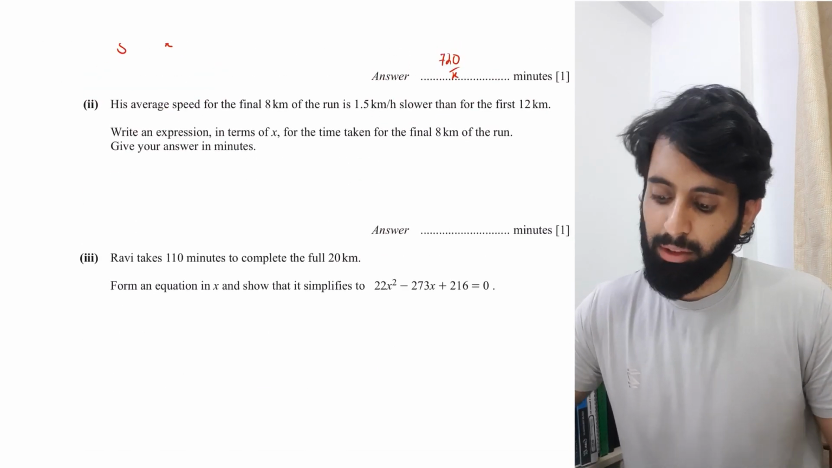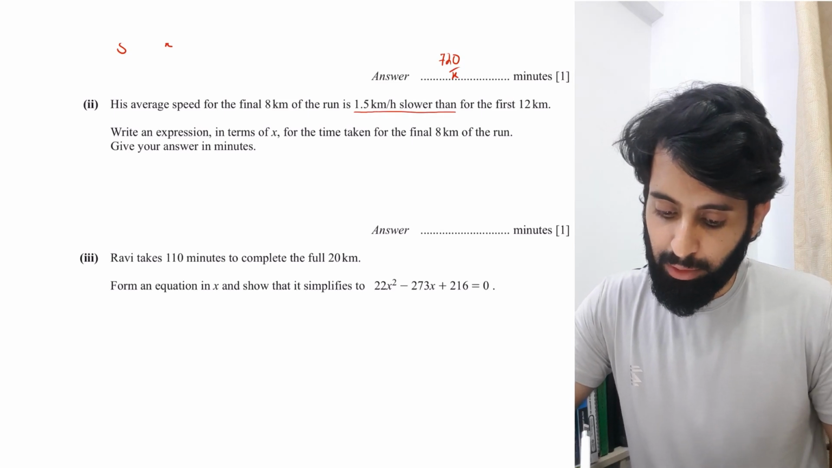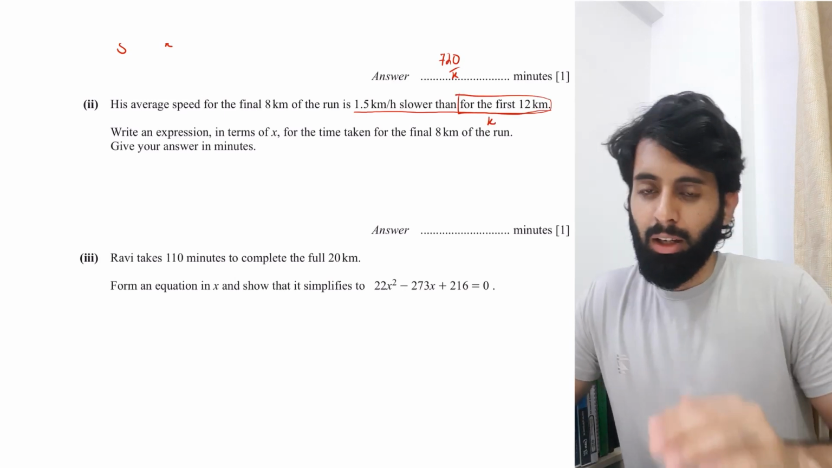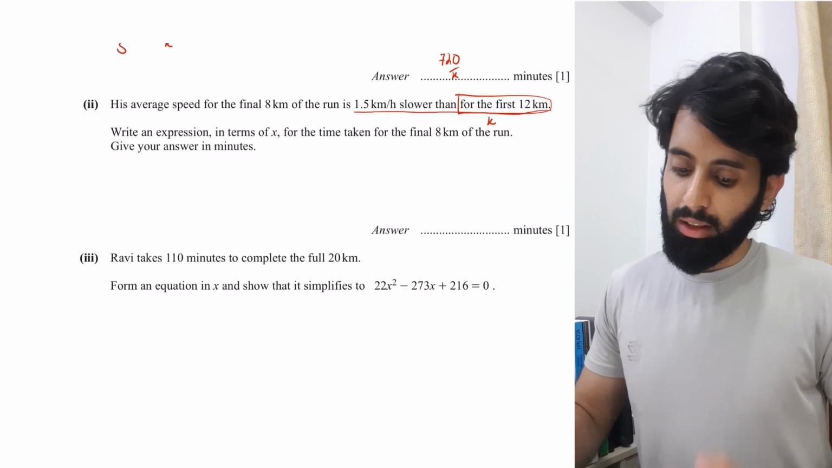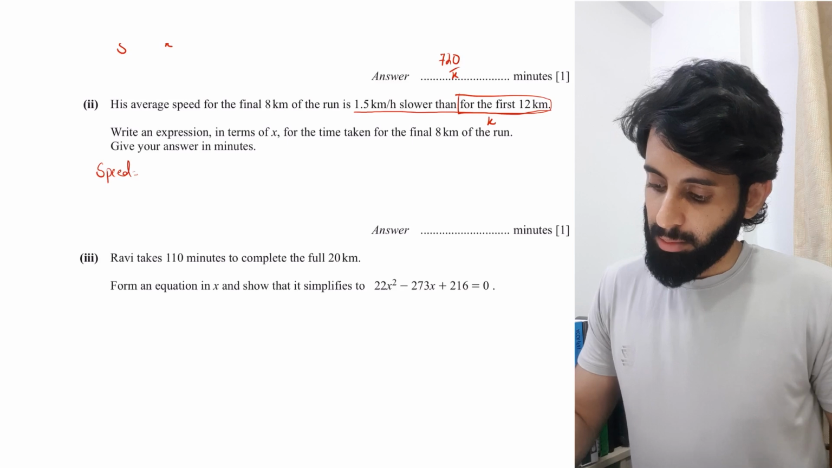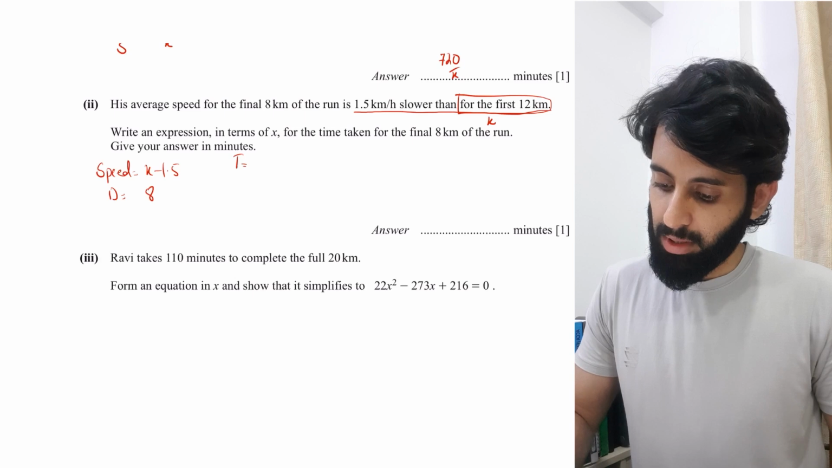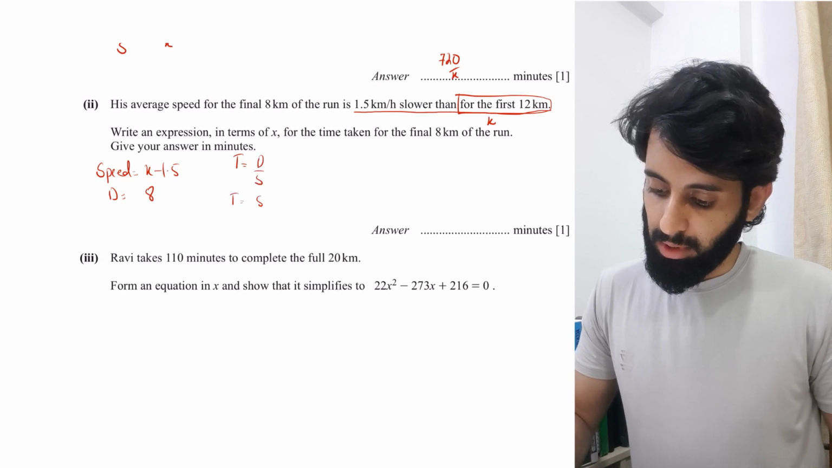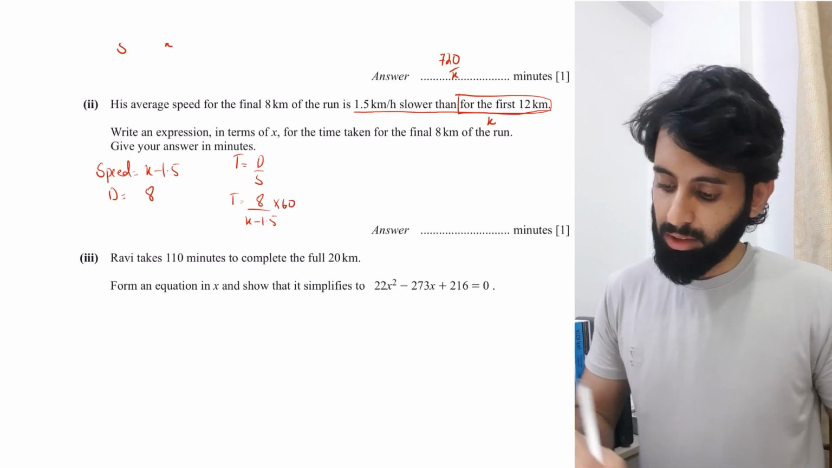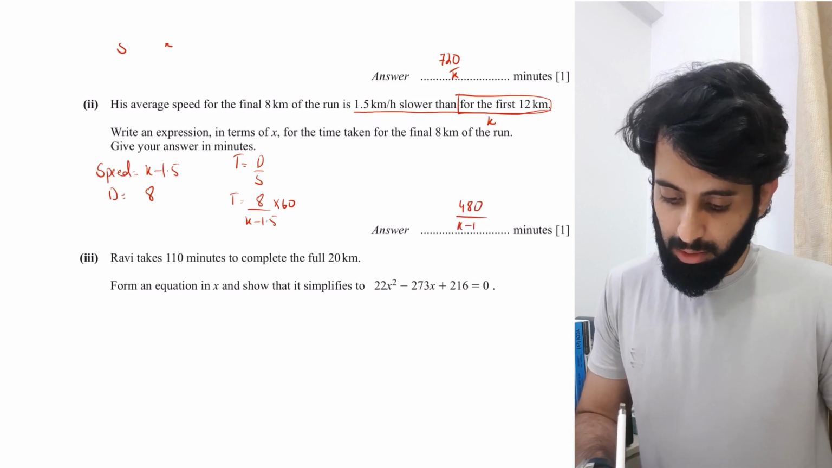Then it says his average speed for the final 8 kilometers is 1.5 kilometers per hour slower than for the first 12 kilometers. So what was his speed for the first 12 kilometers? It was x. Being 1.5 kilometers per hour slower than x basically means x minus 1.5. So speed here is x minus 1.5. The distance is 8. Time is equal to distance upon speed, so time is 8 over x minus 1.5. And again, the question wants minutes, so 8 into 60 is 480. So 480 upon x minus 1.5.